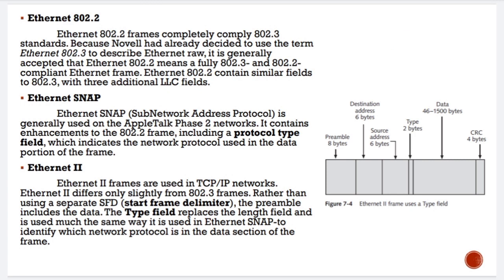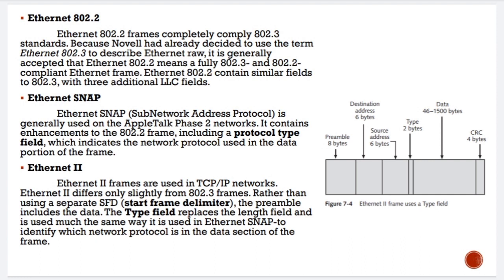Ethernet 802.2. Ethernet 802.2 frames completely comply with 802.3 standards. Because Novell had already decided to use the term Ethernet 802.3 to describe Ethernet Raw, it is generally accepted that Ethernet 802.2 means a fully 802.3 and 802.2 compliant Ethernet frame. Ethernet 802.2 contains similar fields to 802.3 with 3 additional LLC fields.